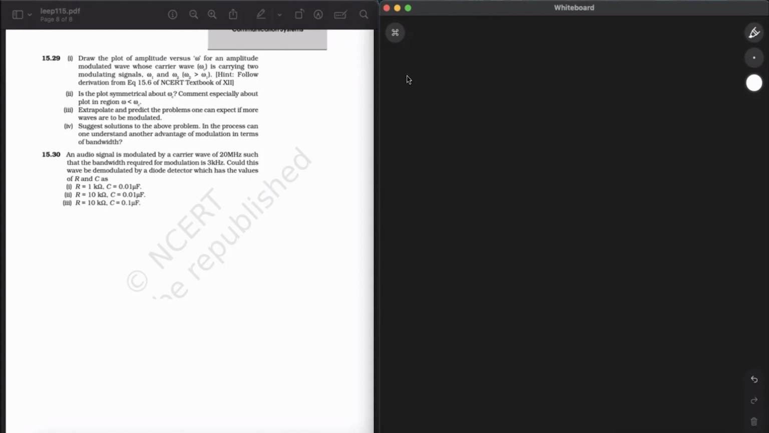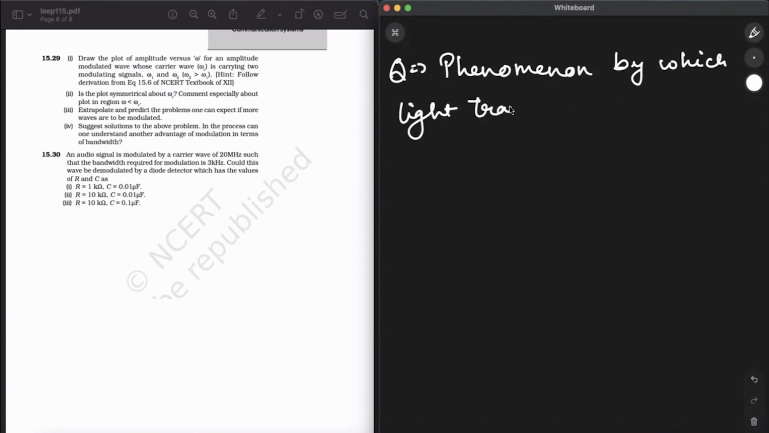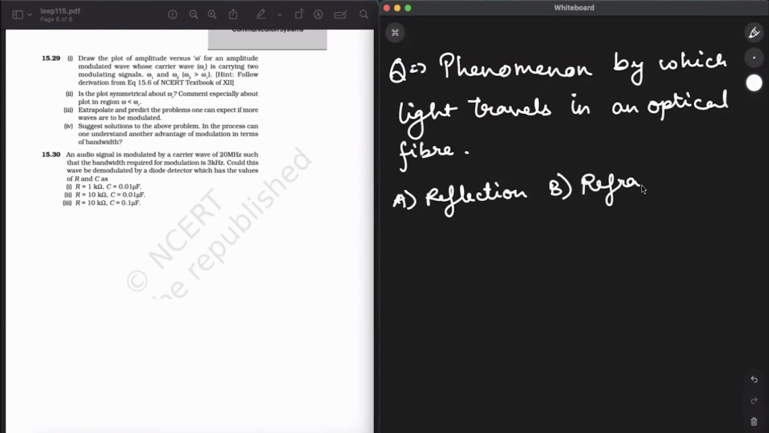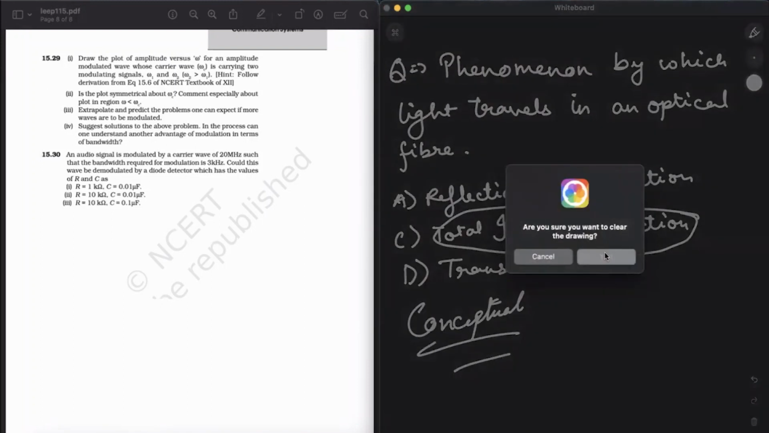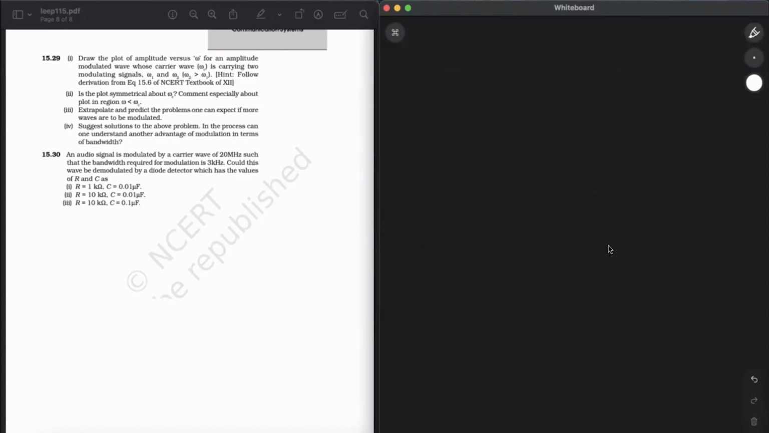Alright. Next question: by which phenomenon will the light travel in the optical fiber? So tell me the answer for this question. The correct option is total internal reflection. Okay, a conceptual question, but a good question. Conceptual, important. There are not many solving questions over here. Basically, most of them are conceptual questions.